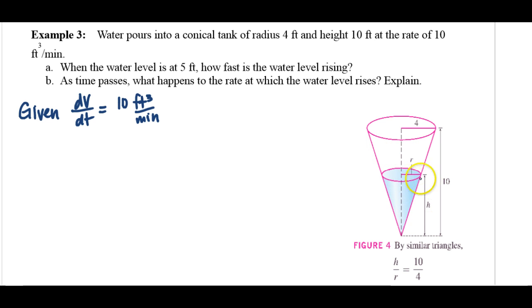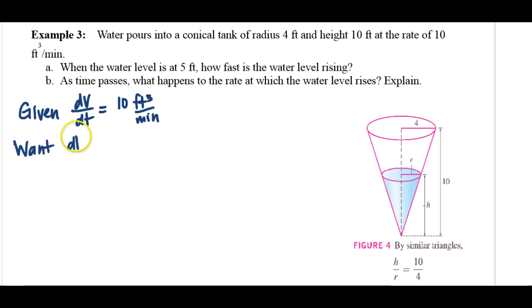So the height of the cone of water is changing, and that's h. And then the radius of the cone of water is r, and that's changing as well as the water is pouring into this cup. So when the water level is at 5 feet, meaning when this h is 5 feet, how fast is the water level rising? So at that one moment in time, when the height of the water is 5 feet, how fast is the water level rising?